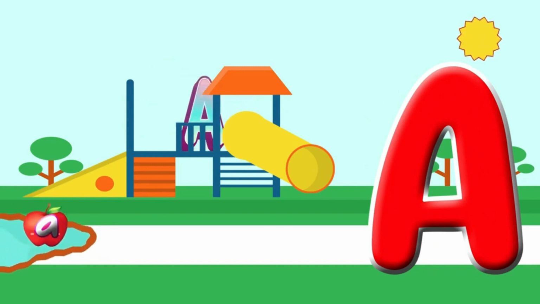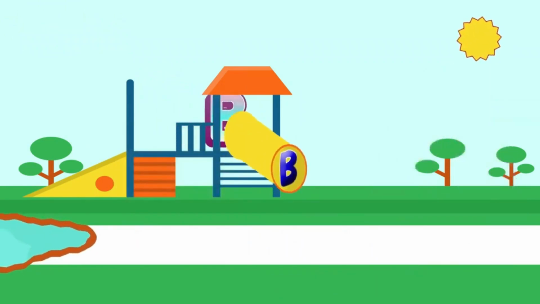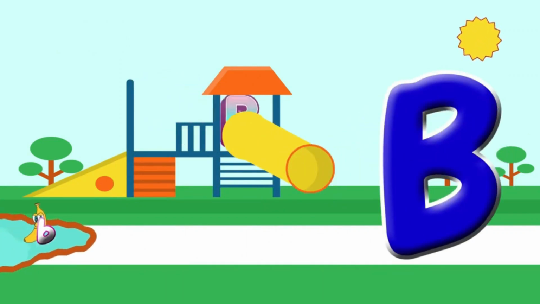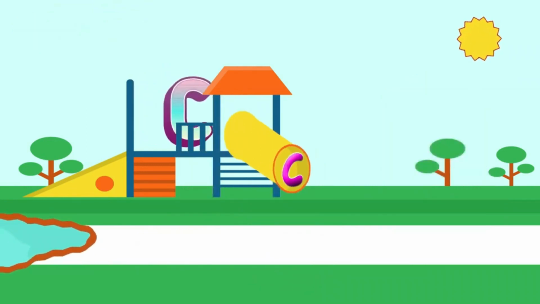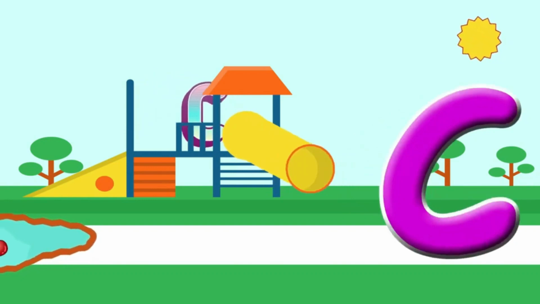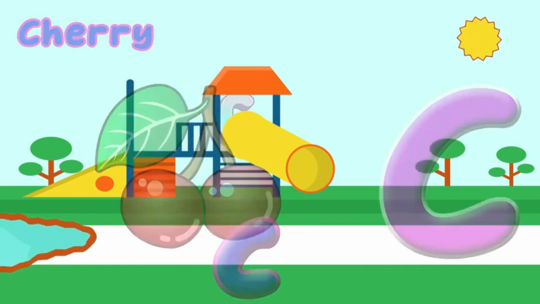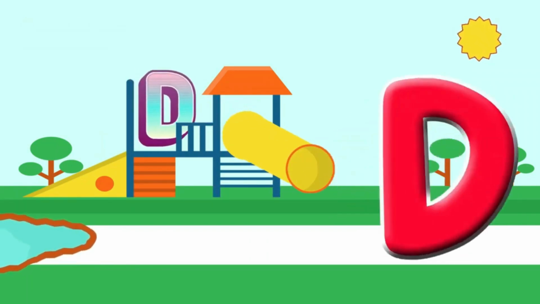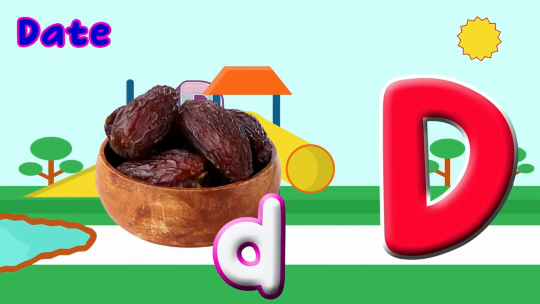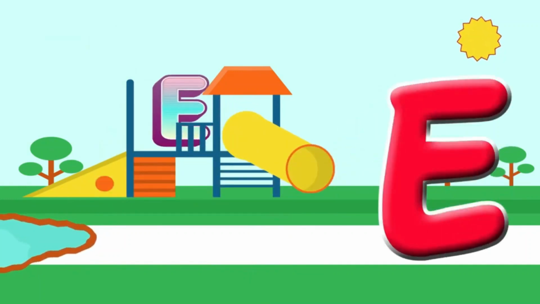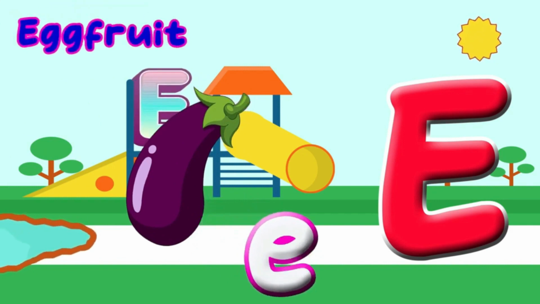A. A is for apple. B. B is for banana. C. C is for cherry. D. D is for date. E. E is for egg fruit.